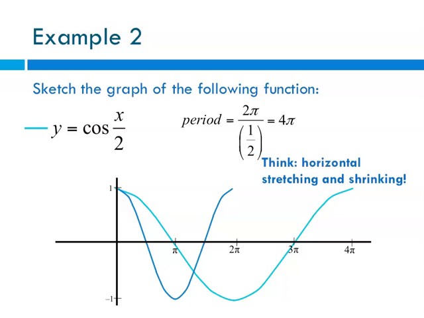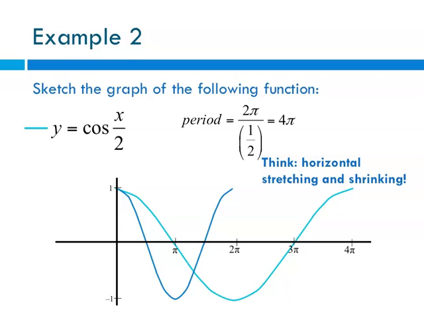You can also think of this as just horizontal stretching and shrinking. That's really what it is here. But more often than not, when we talk about sine and cosine transformations, when we talk about sine and cosine graphs, you are less likely to hear about horizontal stretching and shrinking and more likely to hear about the period of the function instead.